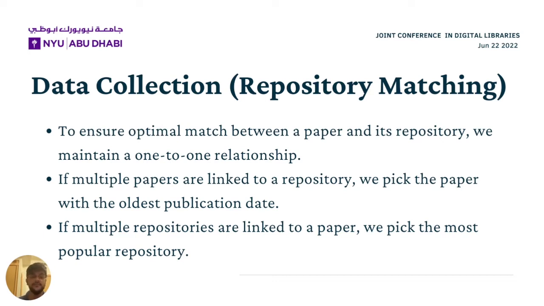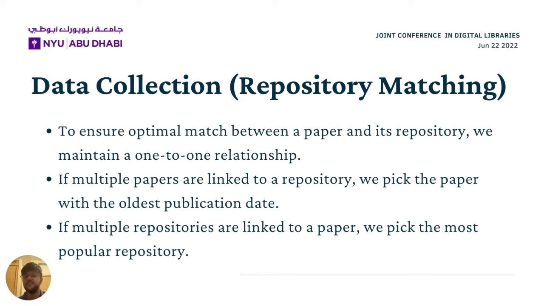Secondly, and this was much more rare, if multiple repos are linked to a paper, we pick the most popular repository. An example of this case could be where the same paper is releasing two different repositories, one for the code, one for the data. And our decision to use the most popular repository lies in the fact that we want to make sure that the most popular repository is representative of a paper's impact.